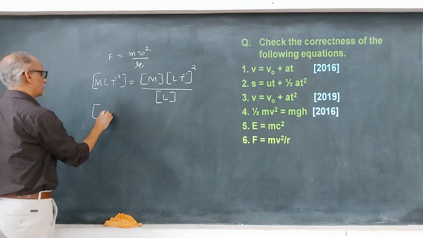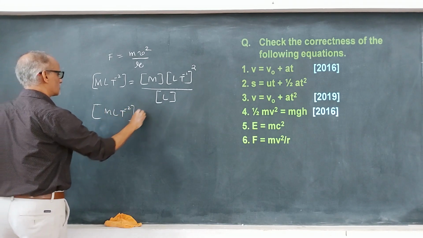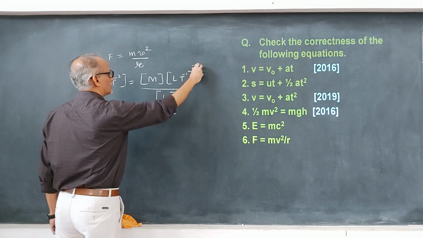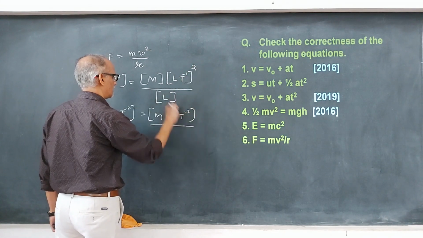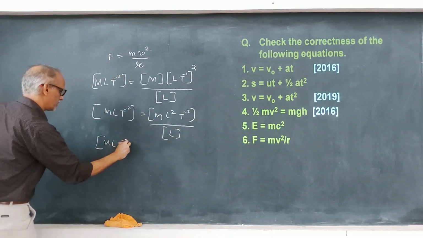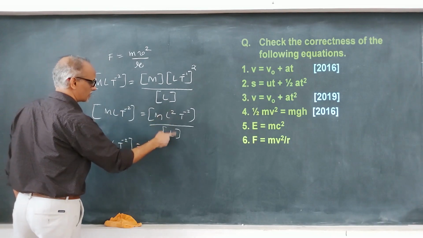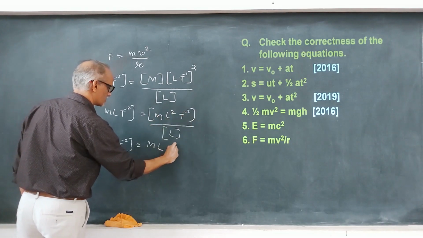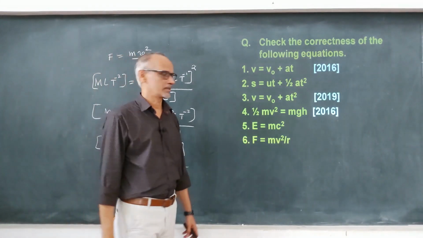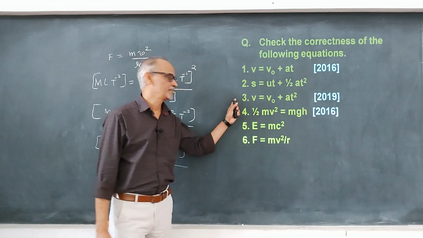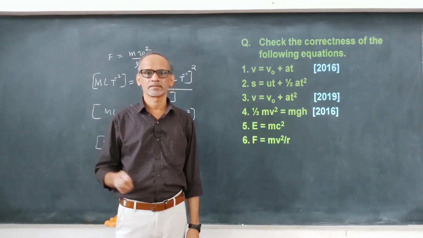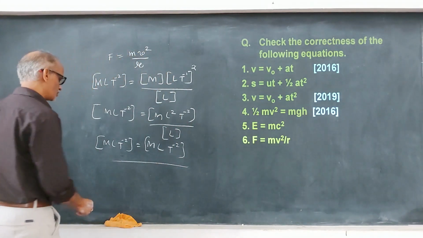So, on the left hand side we have M L T minus 2. On the right, M, this is L square T minus 2 by L. So, simplify again: M L T minus 2, M, L square by L, you will get only L, and then T minus 2. Again, same dimensional formula, the given equation is dimensionally correct. So, therefore, out of this entire list, only the third one is dimensionally incorrect, the rest of all the equations are dimensionally correct. Okay. So, this is how we check the correctness of the equation.